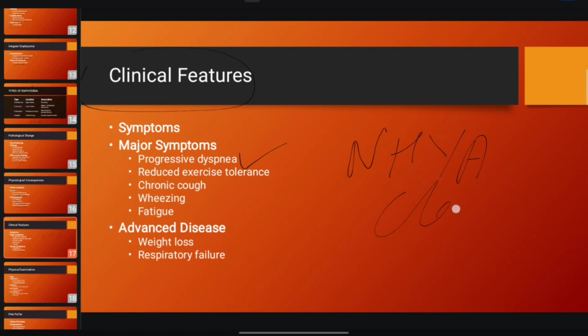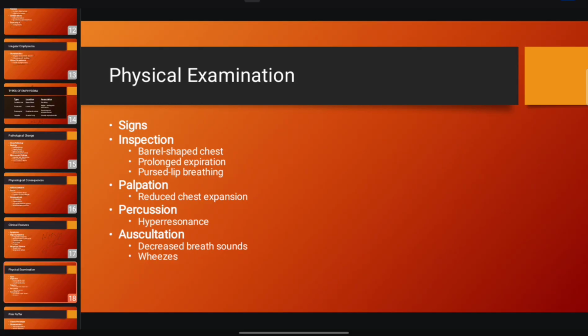NYHA classification. There are 4 classes. First, the patient is normal; then the patient has shortness of breath after walking; then the patient has shortness of breath after 100 meters of walking or upstairs; and in the 4th one the patient has shortness of breath after minimal activity like changing clothes, and also at rest. And then we have reduced exercise tolerance, chronic cough, wheezing, fatigue, and advanced disease has weight loss and respiratory failure.